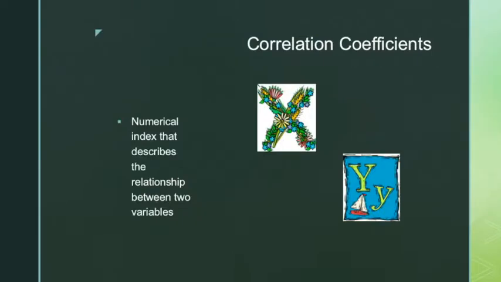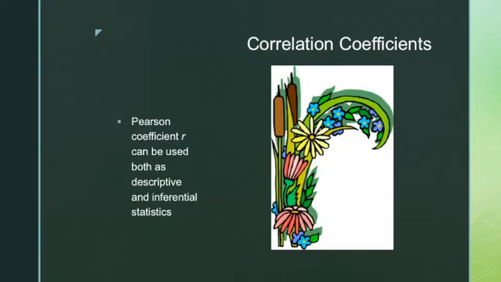A correlation coefficient is a numerical index that reflects the relationship between two variables. The Pearson coefficient R can be used both as descriptive and inferential statistics. For our purposes right now, we are going to use R as inferential statistics. We're going to use that to predict outcomes.